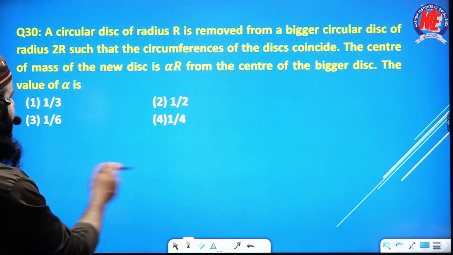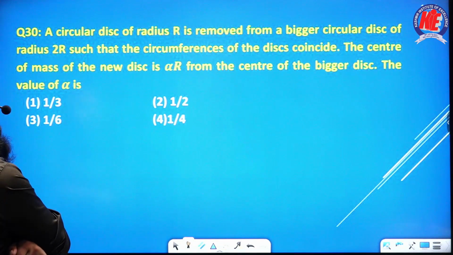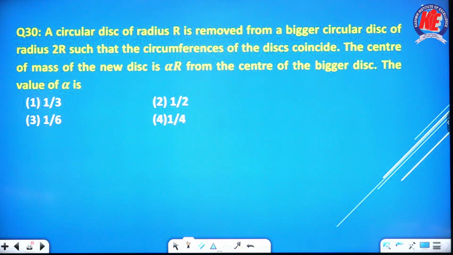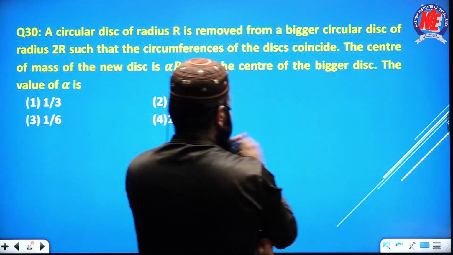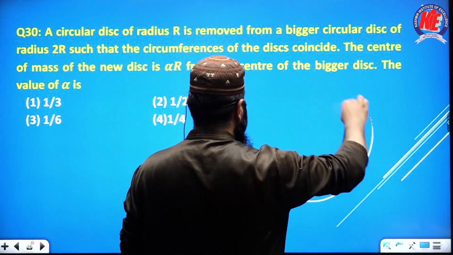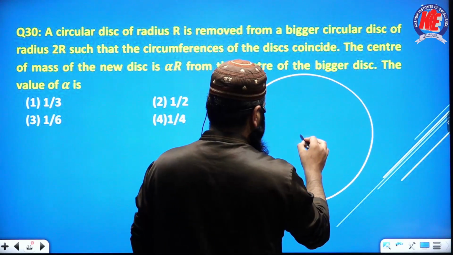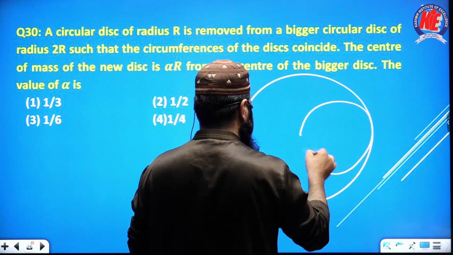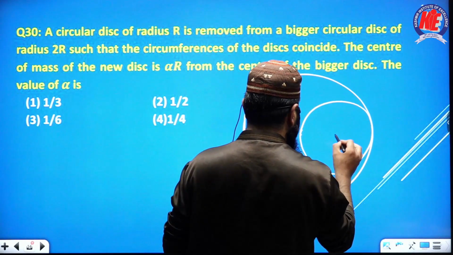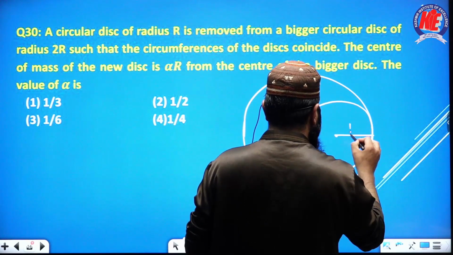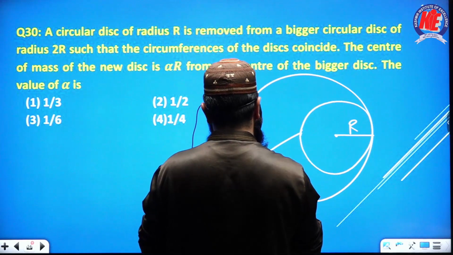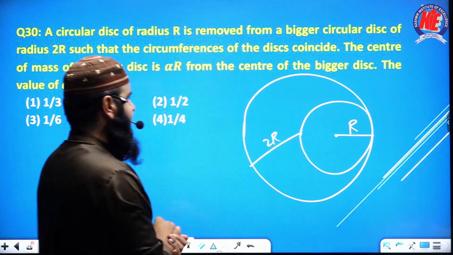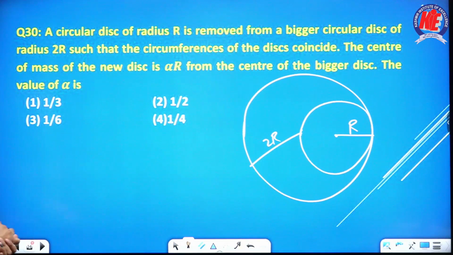A circular disk of radius r is removed from a bigger circular disk of radius 2r, such that the circumferences of the disk coincide. So अगर ये आपकी बेटा एक bigger disk है, have a look. Then the another one is like this. ये बेटा, this is having the radius r, और complete disk का radius जो है that's my dear 2r. We have to calculate the center of mass of the new disk is alpha r. So we have to go for the alpha.